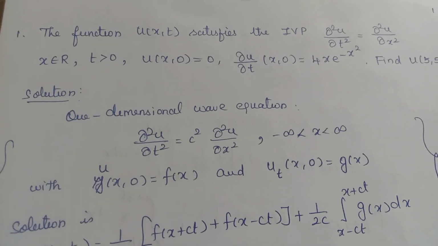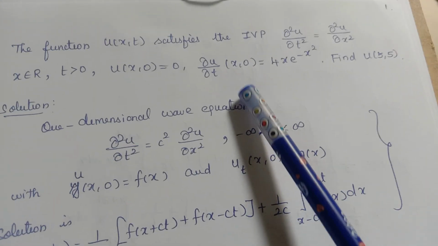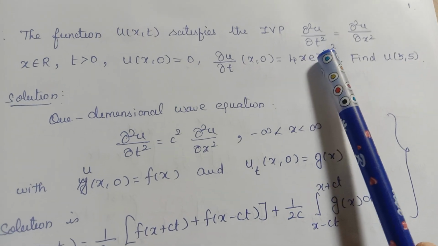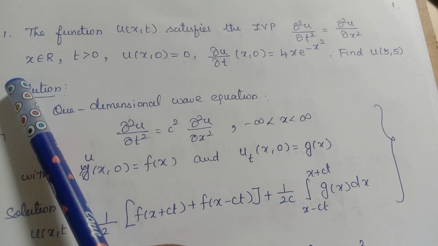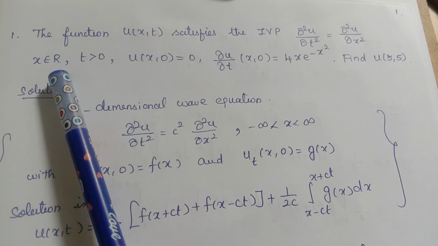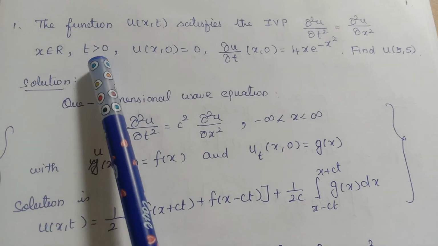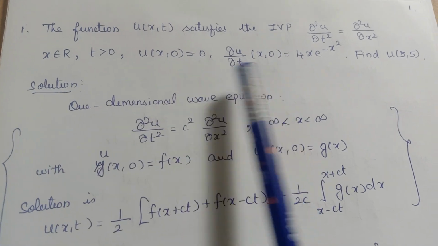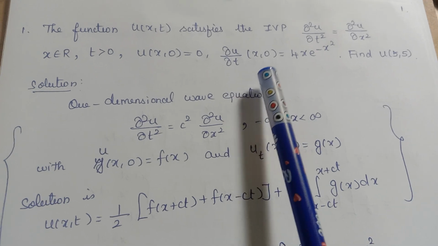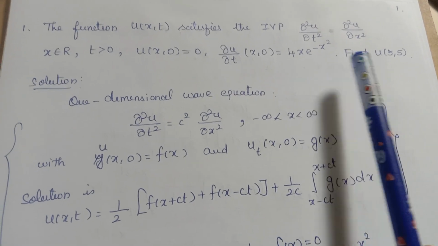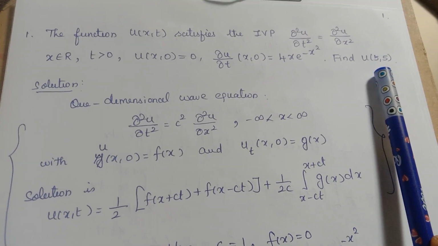See, first problem: the function u of x comma t satisfies the initial value problem dou square u by dou t square equal to dou square u by dou x square for x belonging to R. X belonging to R means what? Infinite case. X varies from minus infinity to infinity. T is greater than 0 and the initial conditions are given: u of x comma 0 equal to 0 and ut of x comma 0 equal to 4x into e power minus x square. We have to find what is u of pi comma pi.